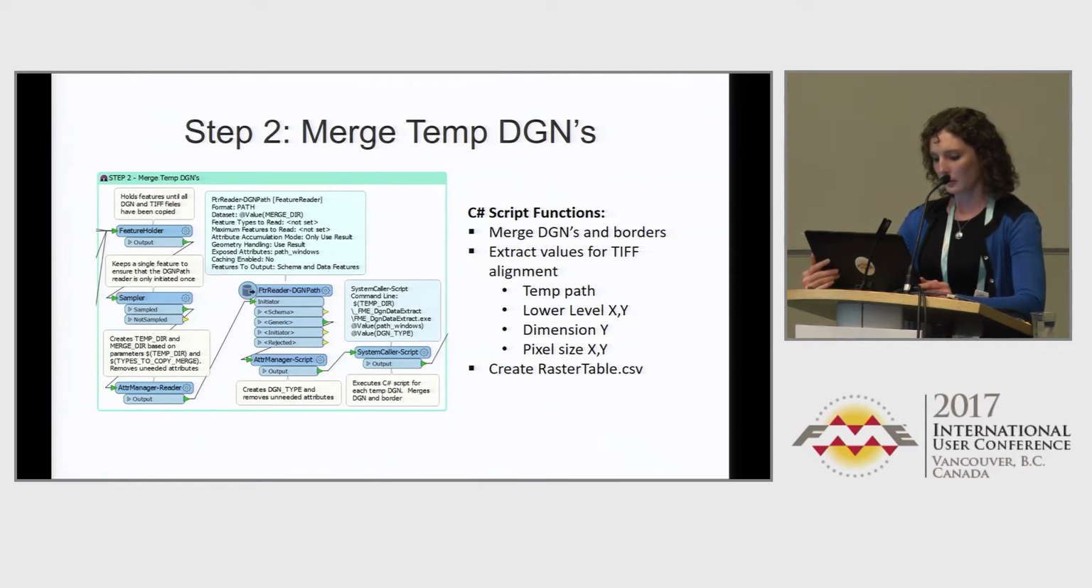All right. Then this is pretty much just executing that C# script. I just had to do some attribute managing in front. It executes the C# script using a system caller, and the script merges the DGNs with the borders. It extracts the values for TIFF alignment, so that creates the CSV file that has all the TIFF alignment values, like the path, the corner, the dimensions, the pixel sizes, and the coordinates for the lower left corner. And so FME uses this information to align the TIFF with the DGN.